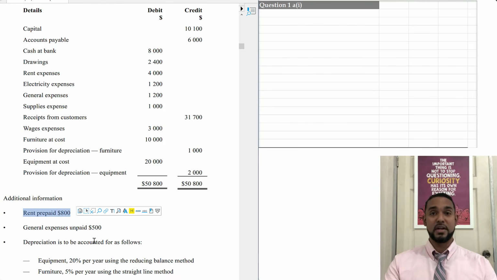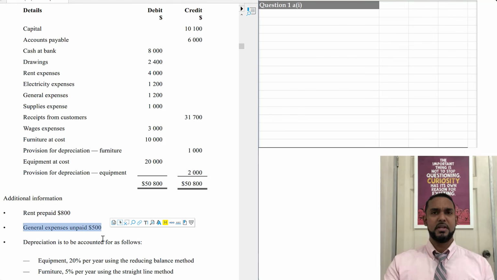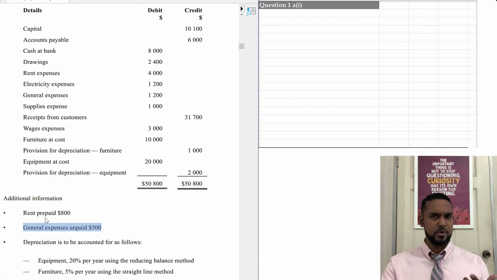So we have to extract it or remove it from the calculation. And to do so, we simply subtract it from the associated expense figure in the trial balance. Right? By the same token, we have general expenses unpaid. So unpaid is another word for accrued or owed or outstanding. Right? That's a liability. Now, just like we talked about for the rent prepaid, we would have to subtract rent prepaid.